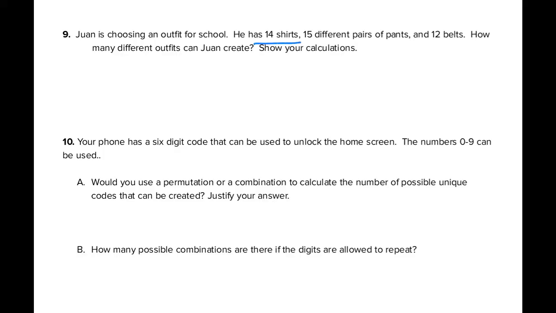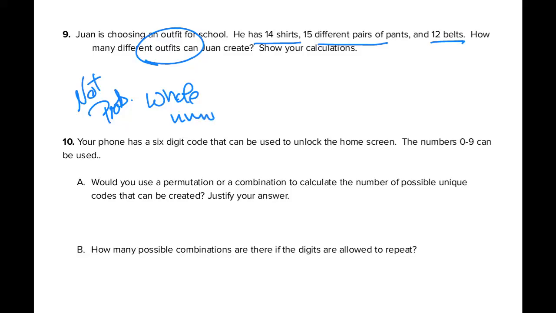Let's look at problem number 9. 11:06. Okay, we got about 10 minutes. So Juan is choosing an outfit for school. He has 14 shirts, 15 pairs of pants, and 12 belts. How many different outfits? This is not probability. I don't need a numerator over a denominator. It just says how many different outfits. So I'm looking for a whole number answer. And to find that, fundamental counting principle says whatever your choices are, you just multiply all of those choices together. So 14 times 15 times 12 gives me 2,520 different outfits.